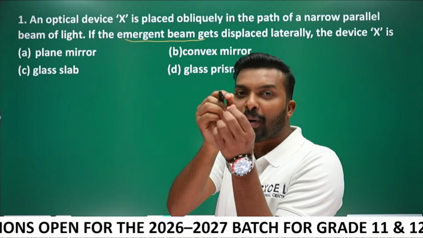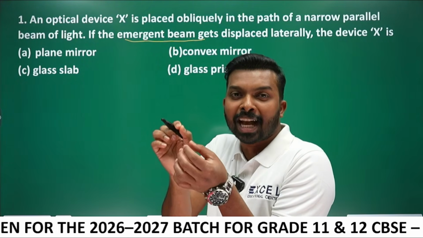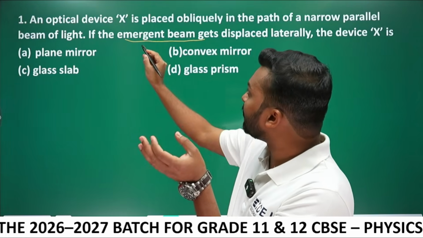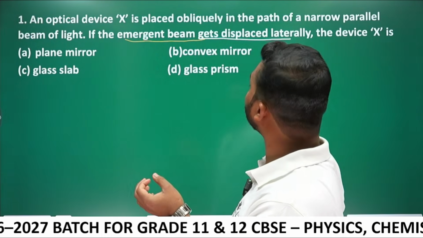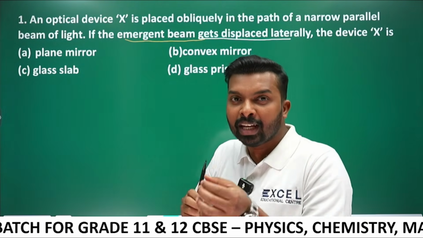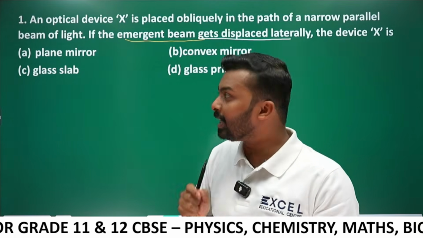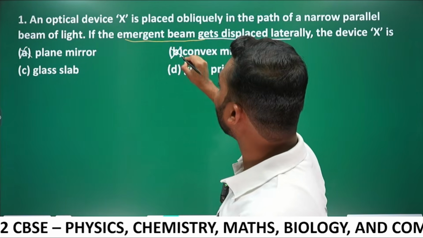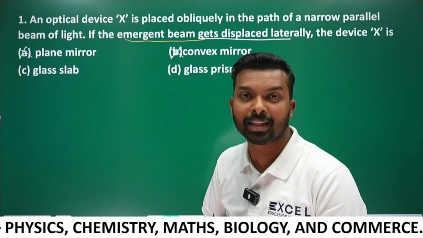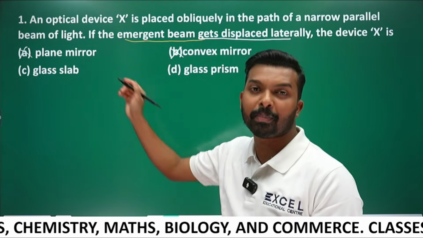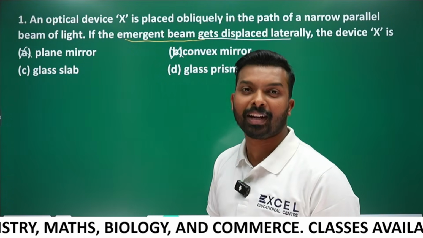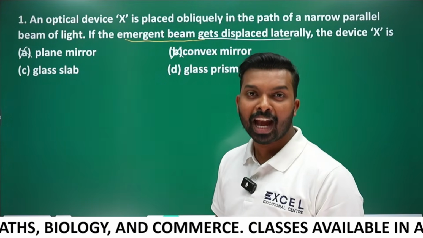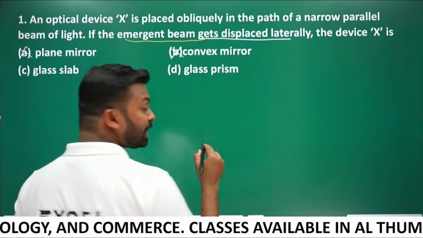It is passing through a particular medium, and it is emerging, getting displaced laterally. So here it is passing through that medium, so it is sure that it is not going to be a plane mirror, it is not a convex mirror. There is a reflection happening in both these cases, right or not? And you know what is happening in the case of a glass slab?